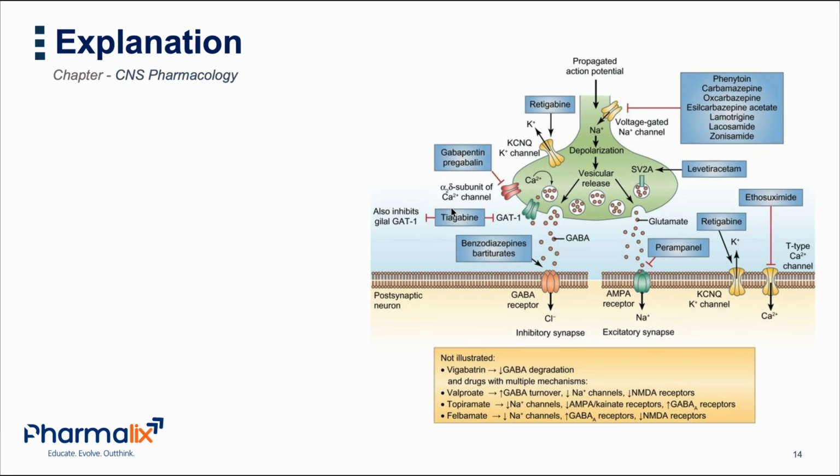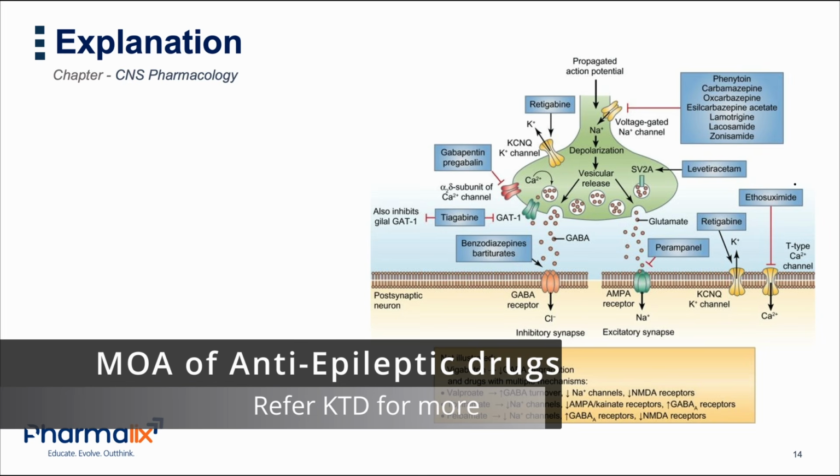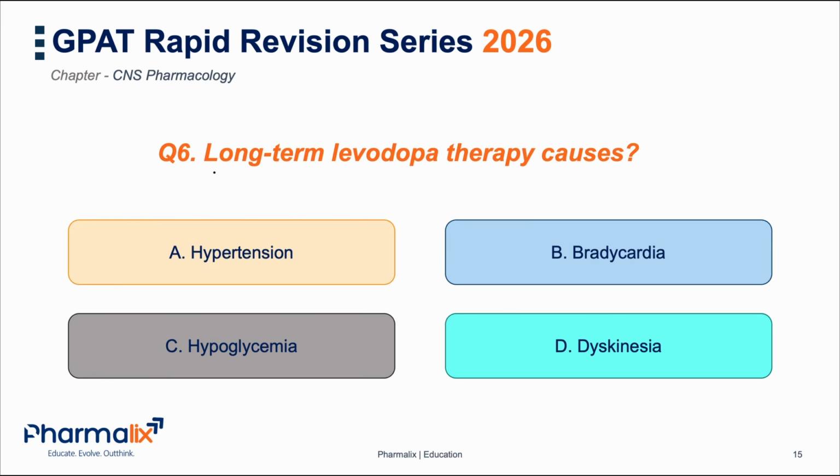Alright, so next question is explanation. I can also tell you how the other drugs are working here. Basically, the ethosuximide is blocking the T-type calcium channel. The next question is: long-term levodopa therapy causes? Hypertension? No. Bradycardia? No. Hypoglycemia? No. Dyskinesia? Yes.